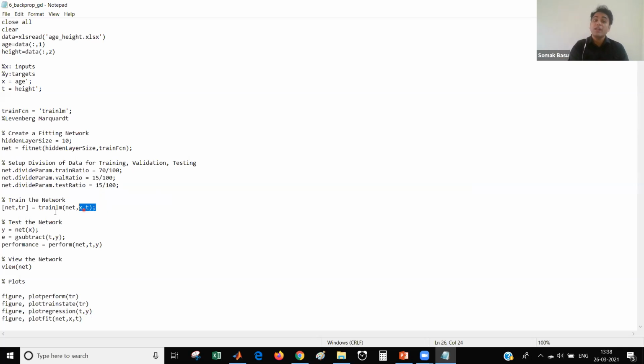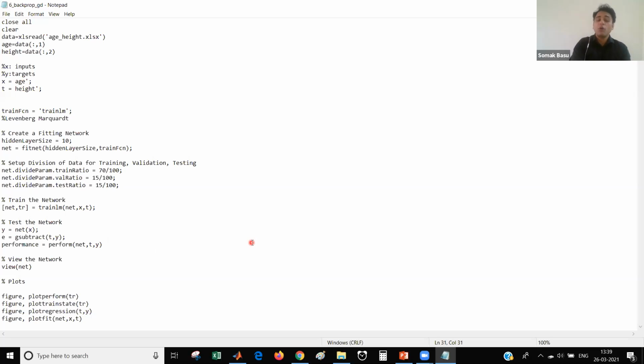After that, we'll train the network. The network we had already defined over here. TR, that is training. We'll use the train command with net, X and T. This net is the neural network that we have created with 10 hidden neurons and the trainlm function. X are the inputs and T are the targets, that is the height.